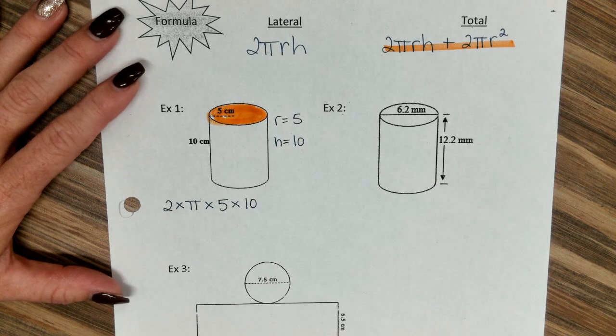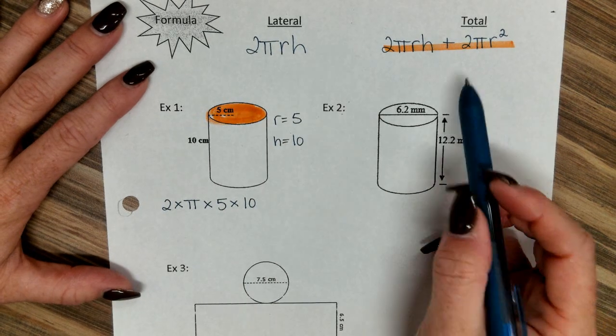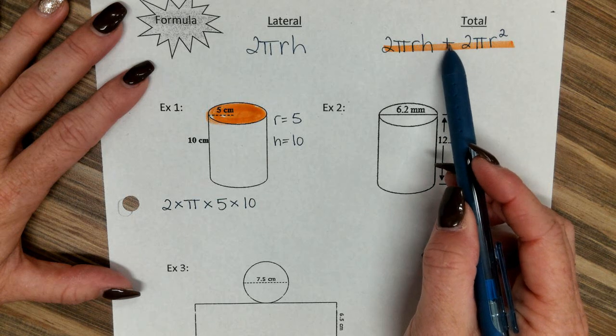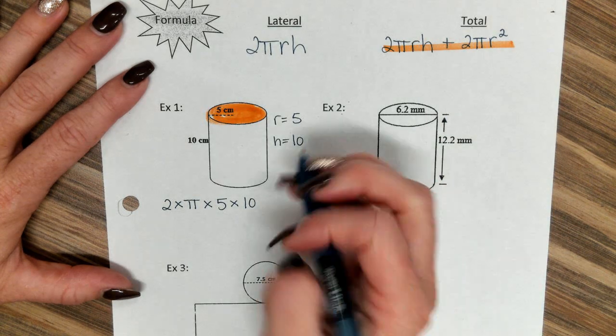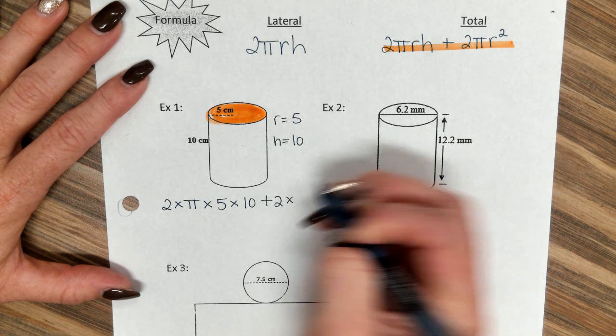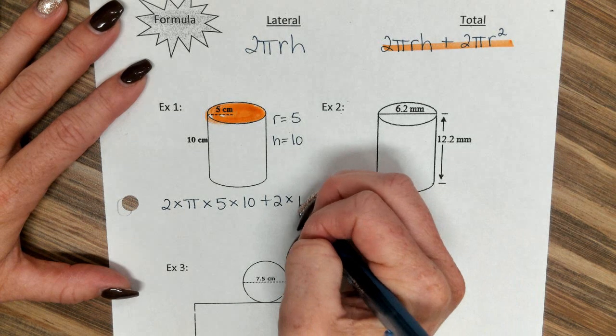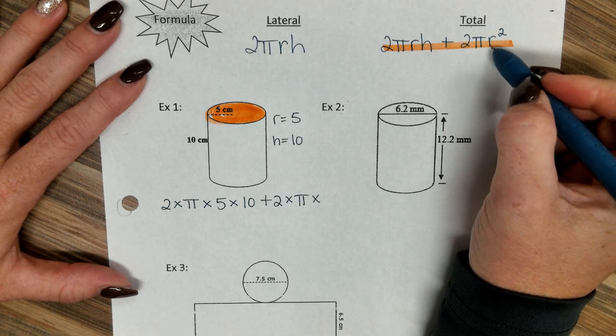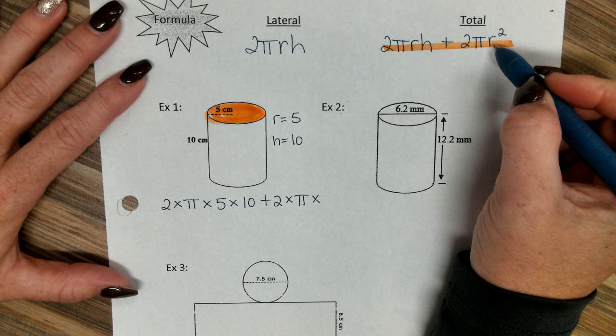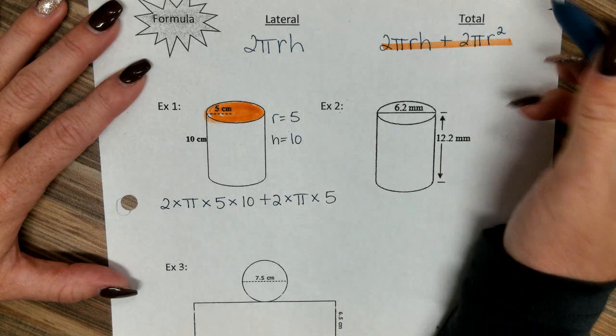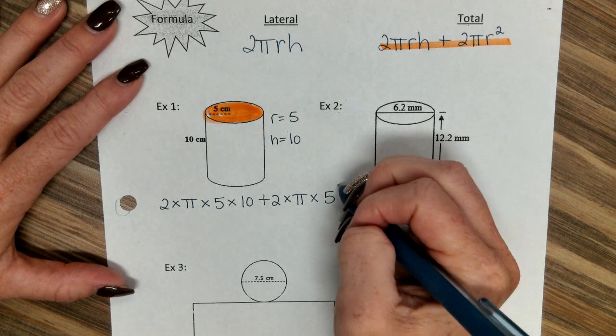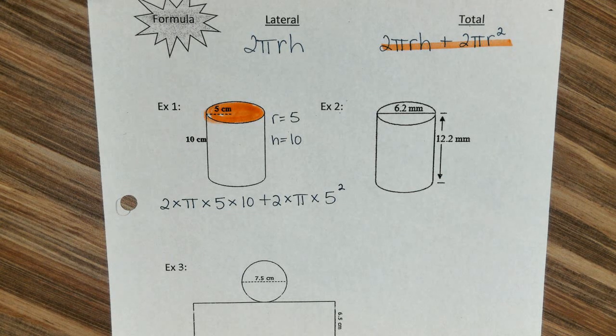Now, am I done with my recipe? No. Now I have to do this piece. What goes right here? Plus 2 times pi times radius. So what am I going to write? 5. And I have to put a little 2 at the top to the second power. Then I'm just going to type it in my calculator.